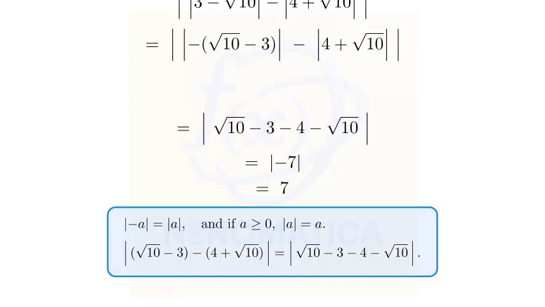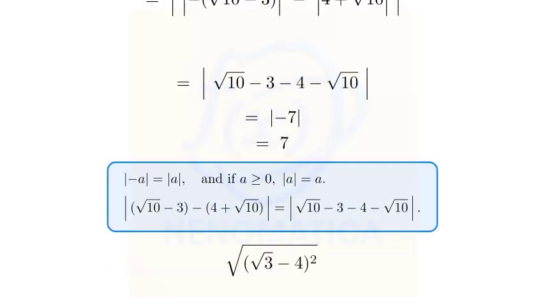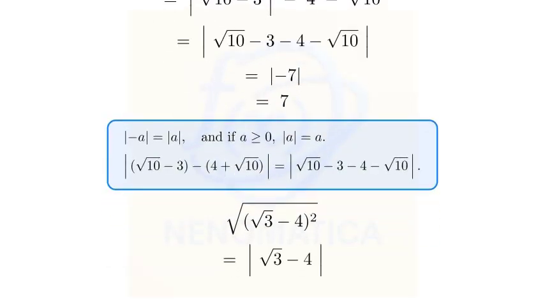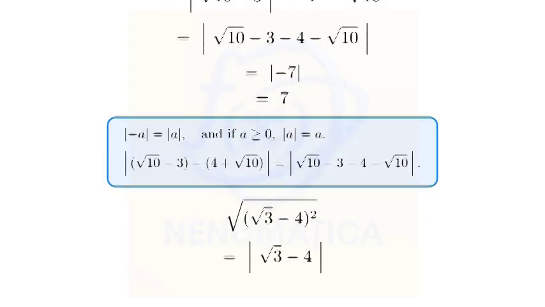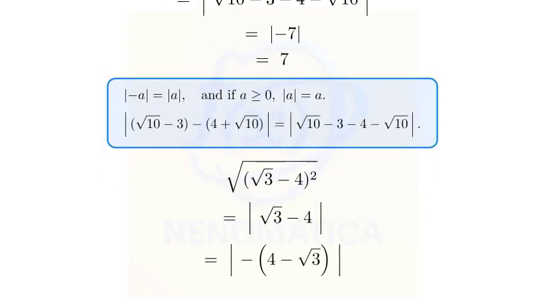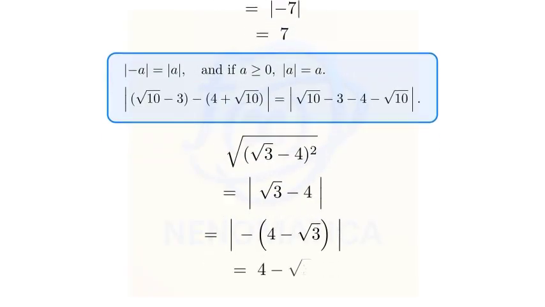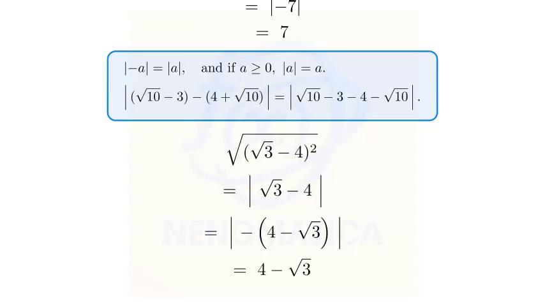Example B. A square root of a square simplifies to an absolute value. We start with the expression. The square root of parentheses, something squared, equals the absolute value of that something. Rewrite the inside as a negative of 4 minus root 3 to match the given solution ordering. Finally, take the absolute value to obtain 4 minus root 3, which is non-negative.